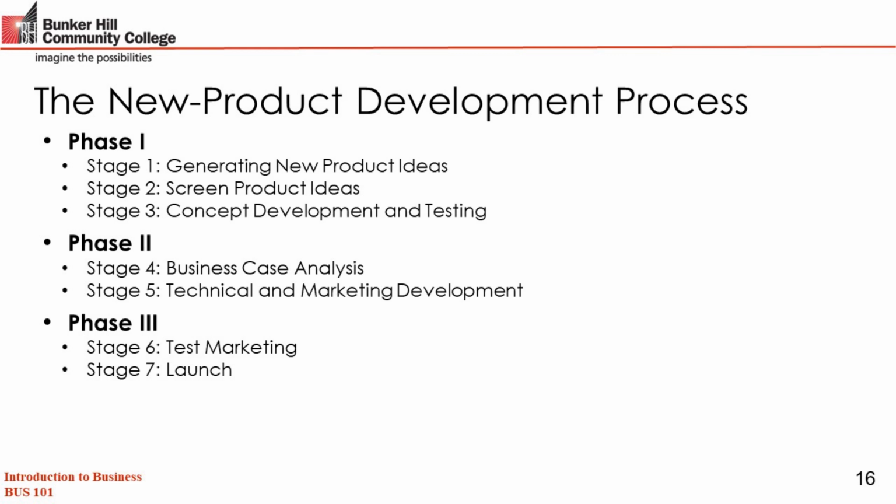So you're going to come up with a business case analysis in phase 2, do your technical and marketing development based on the marketing mix that we discussed earlier. And then in phase 3, you do your test marketing. You can pilot it out in certain locations. You might not want to do a national release. You could just do maybe Boston and San Francisco. And then if it's successful there, then you can start rolling it out in a phased approach through other regions of the country in your overall major launch, which is stage 7.